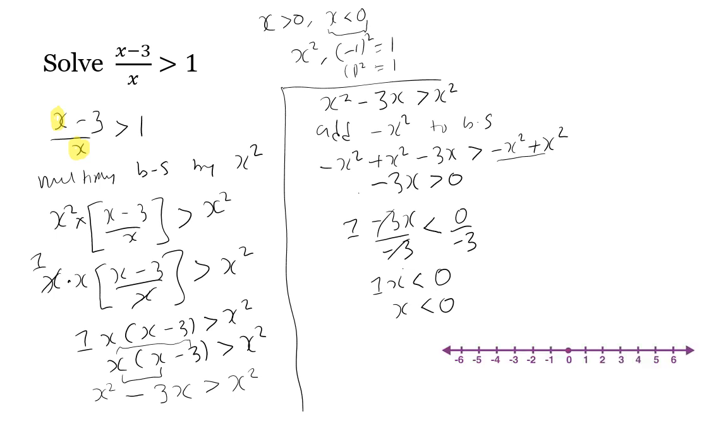Using the number line, we have 0 here. Since x is less than 0, x is anything from here to minus infinity. So we can write this as x belongs to (minus infinity, 0). In this case, I use a rounded bracket because we are having less than. But if it were less than or equal to, we'd have a square bracket. And because 0 is not included, we just have the rounded bracket.